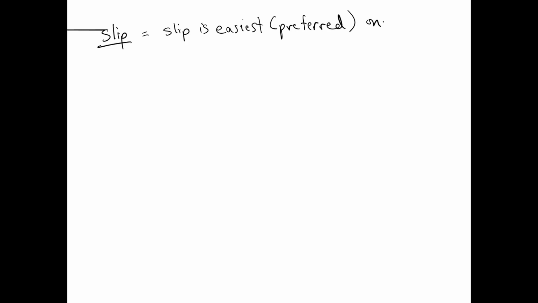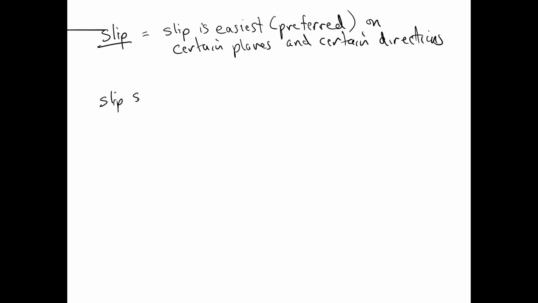And then let's talk about this concept of slip here again. And remember, we said slip is easiest or preferred on certain planes and in certain directions, okay. You may remember that these are the close-packed planes or planes of highest density, and the close-packed directions, or where the atoms are touching on those planes. So we'll actually specifically talk about what those planes and directions are for different crystal structures that we've talked about here in just a second.